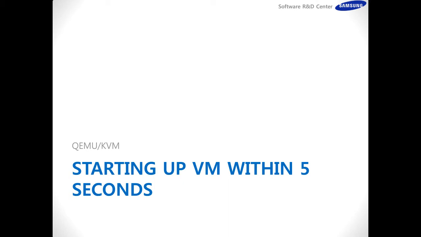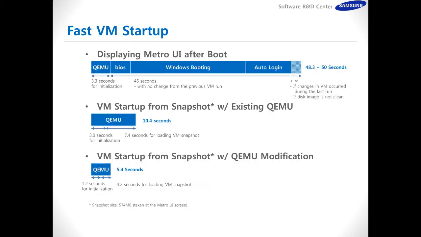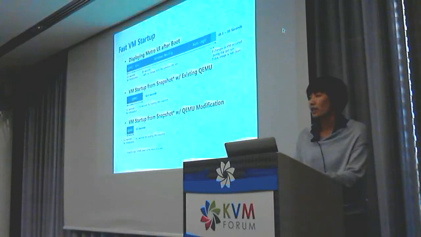I will talk about how we were able to run a virtual machine with around 5 seconds. We measured the time from initializing QEMU till displaying Metro UI inside Windows. We set automatic login in Windows. It took about 50 seconds in total. Out of 50, 33 was coming from booting Windows, 12 seconds from automatic login.